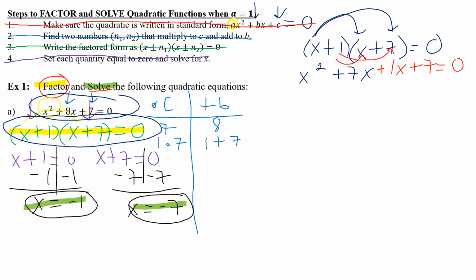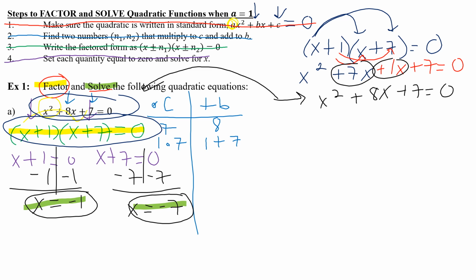Okay, combining like terms, we bring down x squared. 7x and 1x combine to give us 8x. Bring down the constant positive 7 is equal to 0. So you'll notice that this right here is the same as the first equation that we started with. Okay, so really what we did is we worked backwards. Before we might have been given this right here, but now we're given this over here. And we need to work backwards to figure out what the factors are. Hence the name factor form.